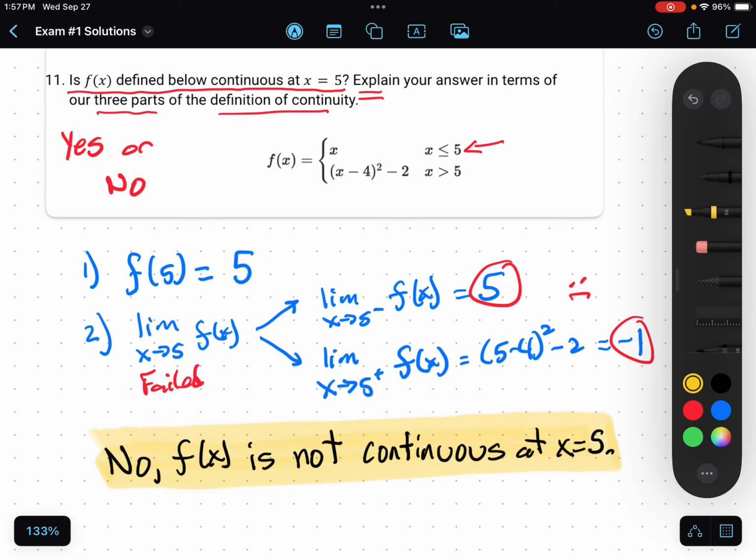Okay, that was number 11. We just have two more to do, and then we're done.